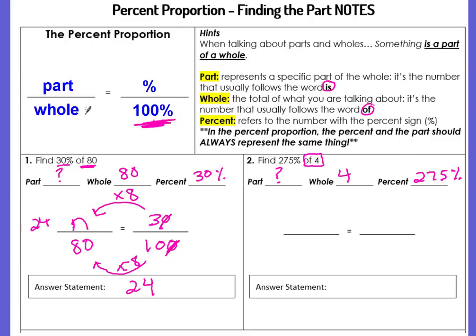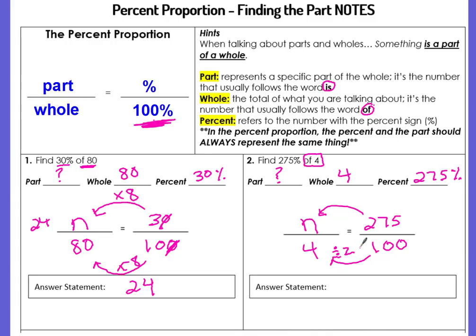So set up your percent proportion part to whole. Our unknown, n, over the whole, 4. And the percent is 275 out of 100. Always out of 100. This one, we can easily use a scale factor. We're getting smaller. You go from your known to your unknown. We're getting smaller from 100 to 4, so we're dividing.